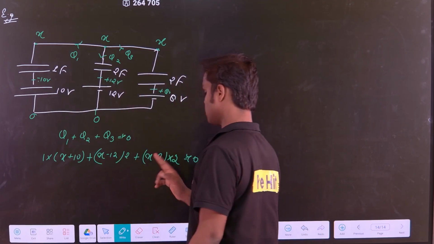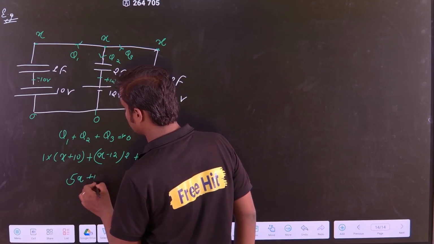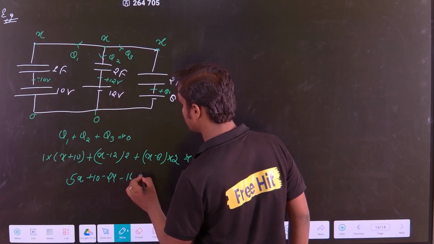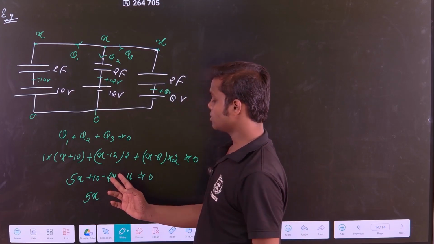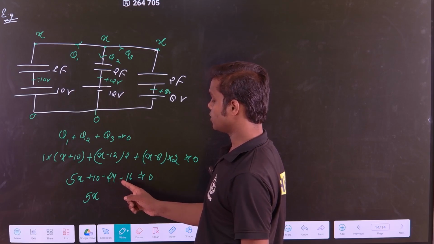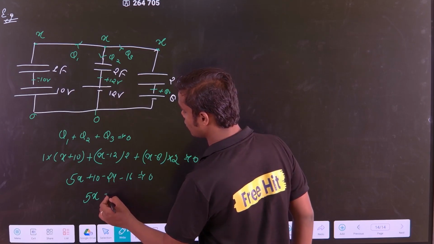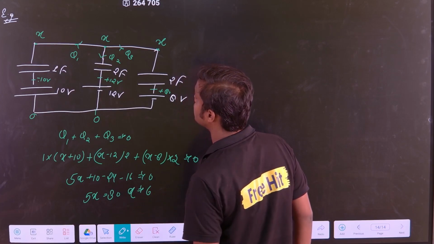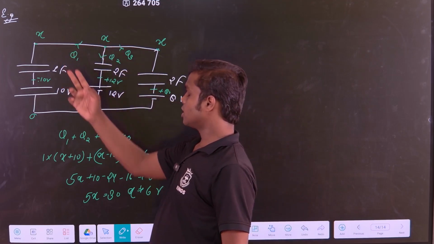That is 2x, 2x, 4x, 4x plus 1, 5x, correct? Plus 10 minus 24 minus 16. So 5x, and this will become how much? That is 40. 40 minus 10 is 30, so this is 30. So what x value will you get? You will get 6 volt. So if this is 6 volt, can you tell me what the charges are?